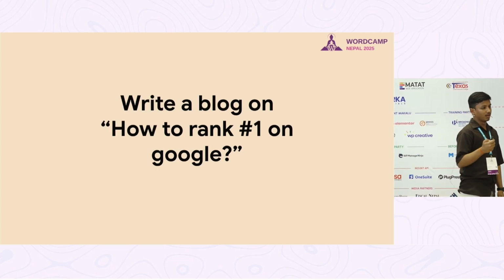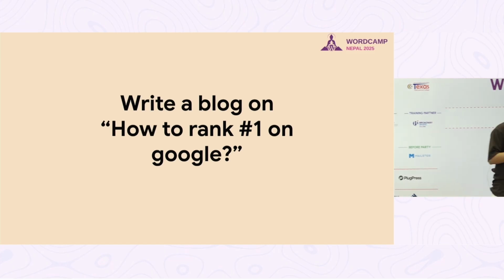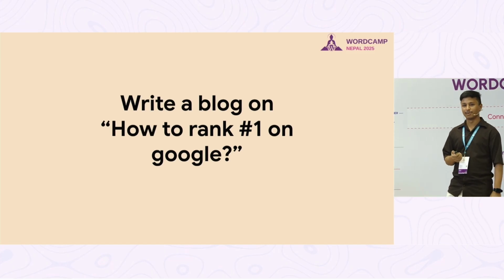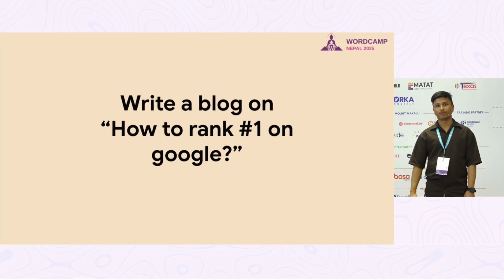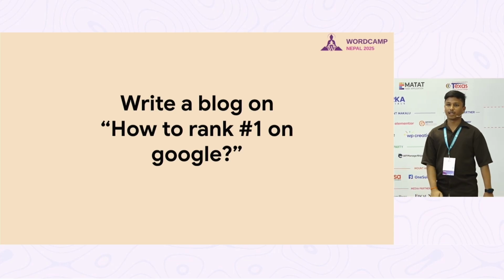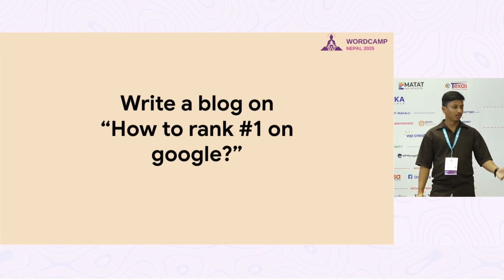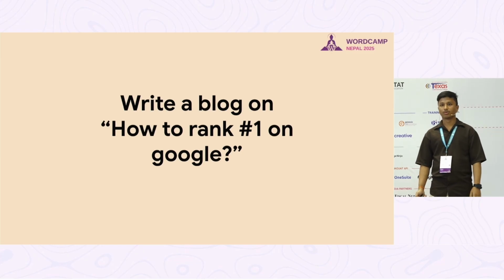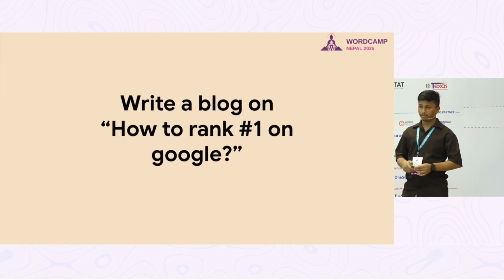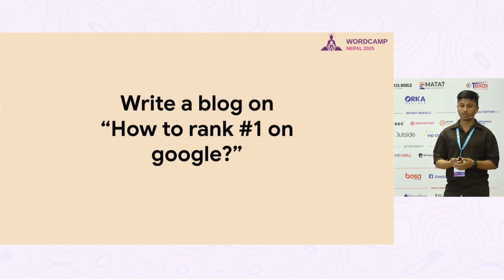Now, many of us make a mistake: we just ask a very simple prompt to any tool like ChatGPT or Gemini. For example, if you have to write a blog, you will just say, okay, write a blog on how to attend WordCamp Nepal. No, this is not going to work. And you can't just say, okay, I have to rank number 1 on Google. You just say how to rank number 1 on Google, and you will not rank. So you have to give very specific things to the tools to get the best output.